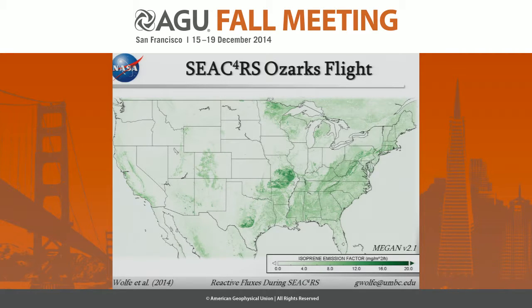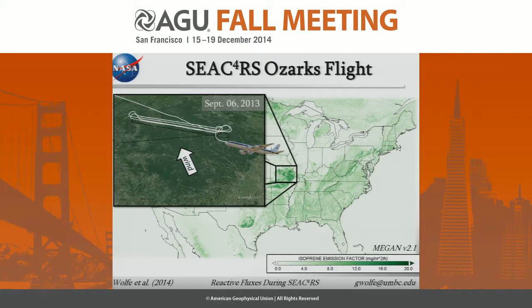And during the NASA SEAC4RS campaign, we had the chance to fly the DC-8 in this region. And this is a flight that Paul Wennberg talked about this morning. So a little bit after noon on September 6th, we came in from the east here, and we did a set of 4 stacked level legs, all in the boundary layer, going roughly from east to west. The wind was coming out of the southeast here, which you can see is just completely covered in oak trees.